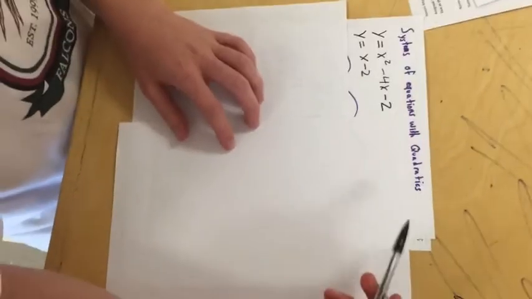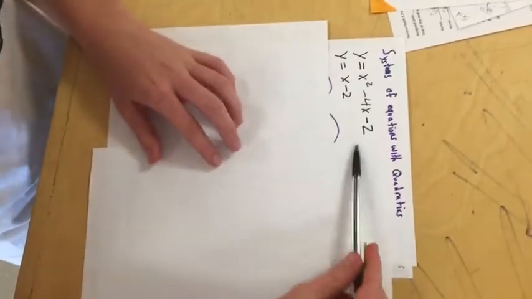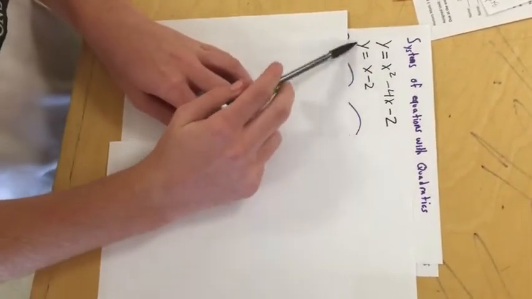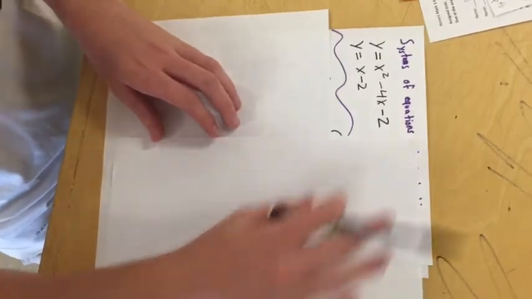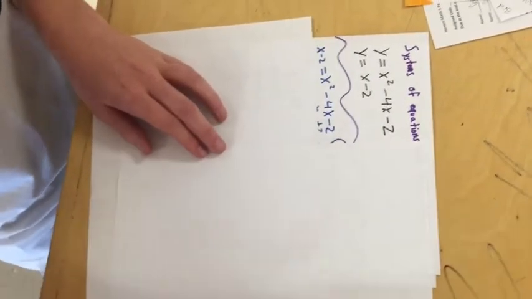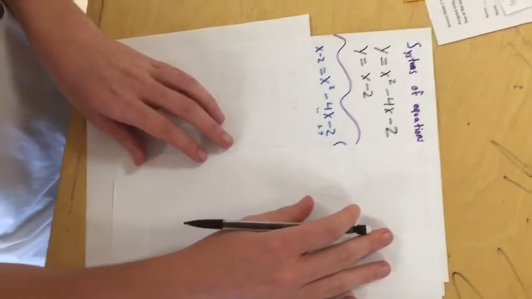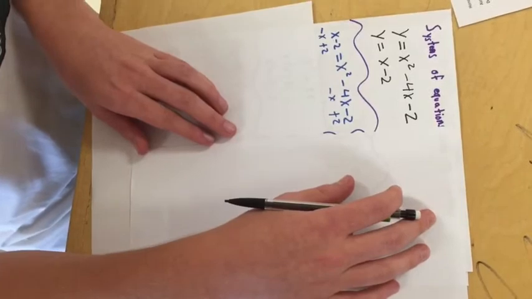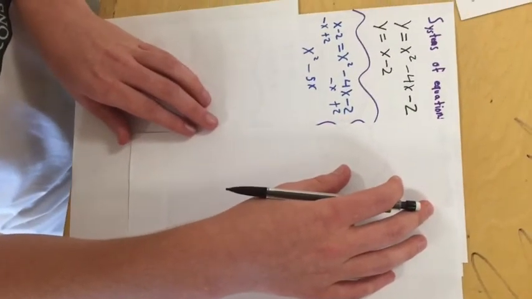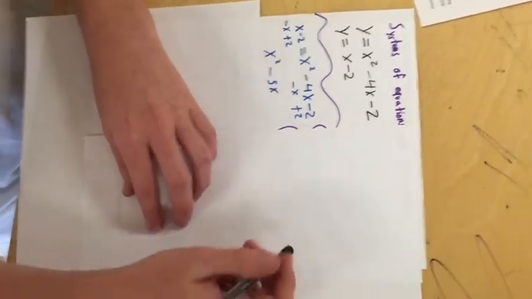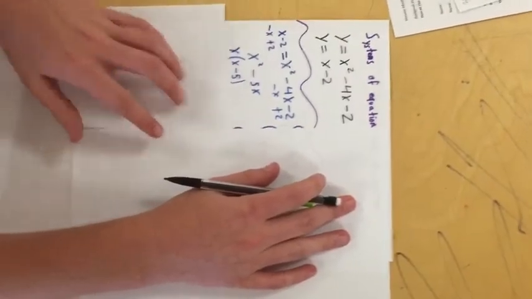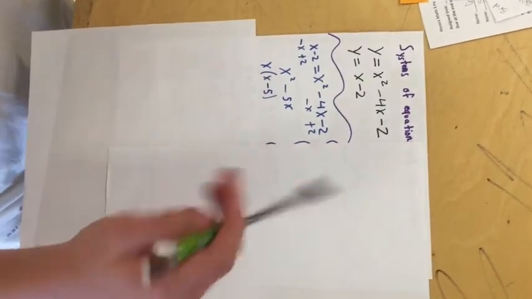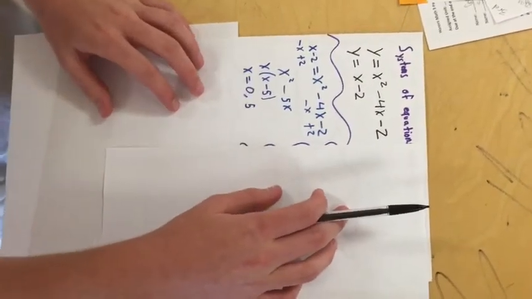This is how to solve systems of equations with quadratics. So this is the problem. First, what we're going to do is set these equal to each other, because it's y, whatever. So you get x minus 2 is equal to x squared minus 4x plus 2, or minus 2. Add 2 to both sides and subtract x from both sides. And you have x squared minus 5x. Factor out an x, and you get x times x minus 5 equal to 0. And if you set those equal to 0, you get x values to be 0 and 5.